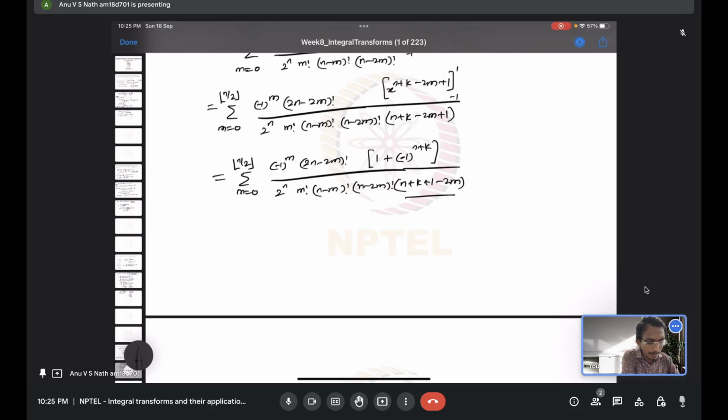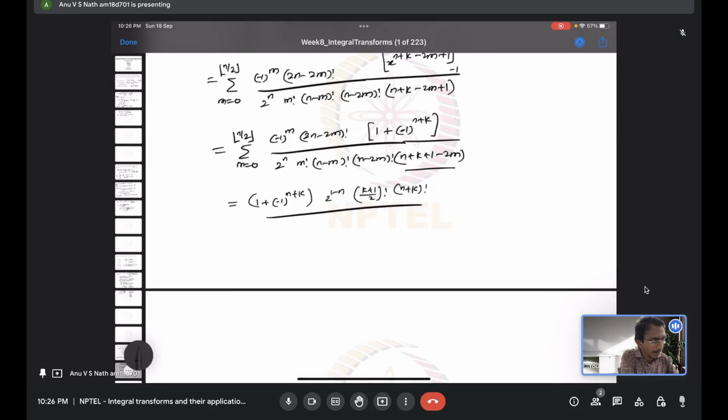It is actually, let me write that. So you have the constant prefactor, which is (1 plus minus 1) the whole raised to n plus k. Okay, that's a constant. Then the remaining part is going to give a summation, and that summation will look like 2 raised to 1 minus n, (k plus 1 by 2) factorial, because remember k was 0 earlier, so that's half factorial, which is root pi or something related to pi.